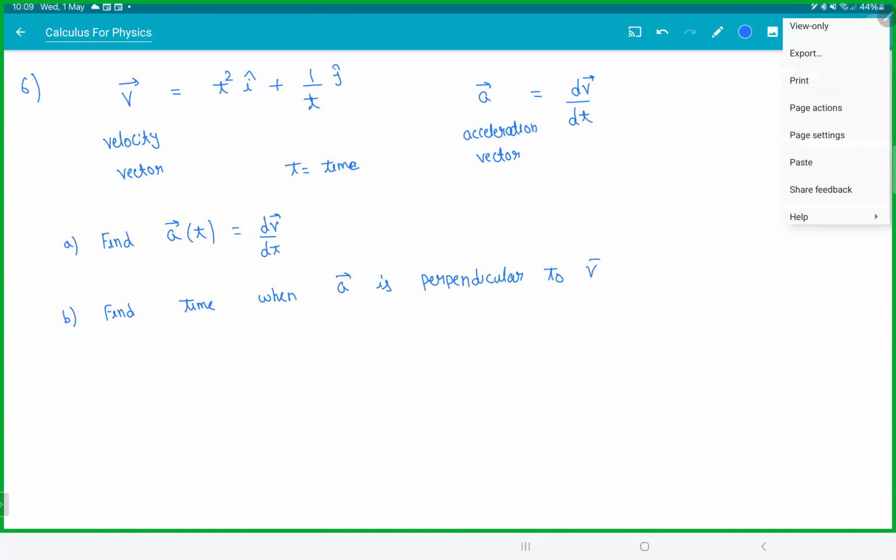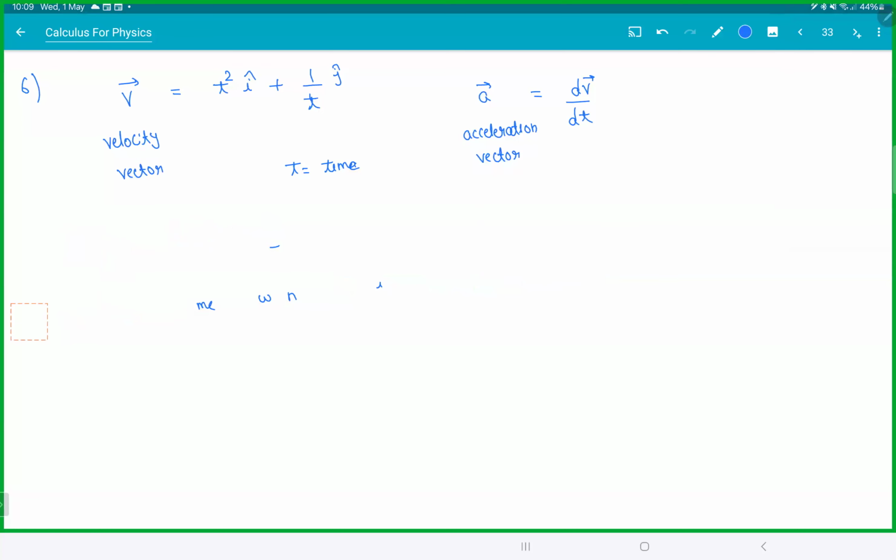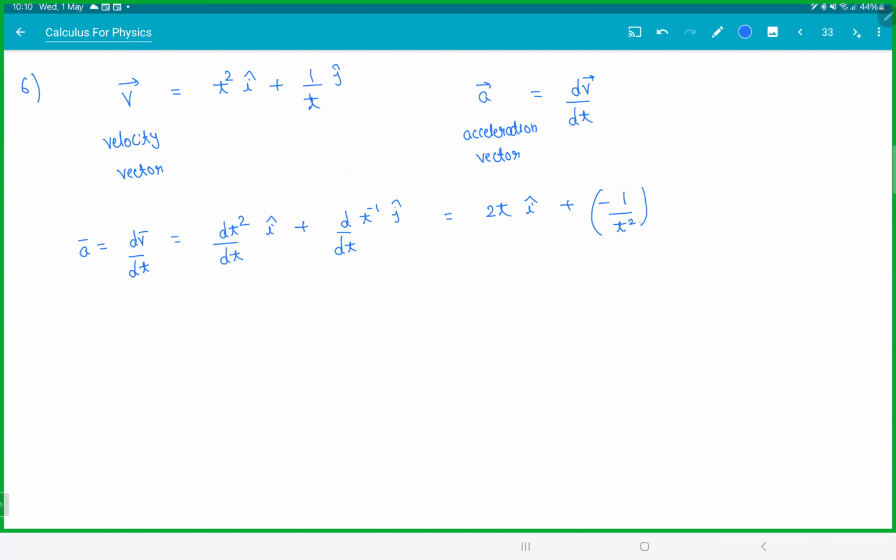See the first one. You want a bar, which is dv by dt. Means differentiate this: d(t square) by dt i cap. 1 by t can be written as t power minus 1 j cap. So the differential of t square is 2t i cap. The differential of t power minus 1 is minus 1 by t square j cap. So there, that's your acceleration. Please check. Anyone who didn't get this, please ask me.